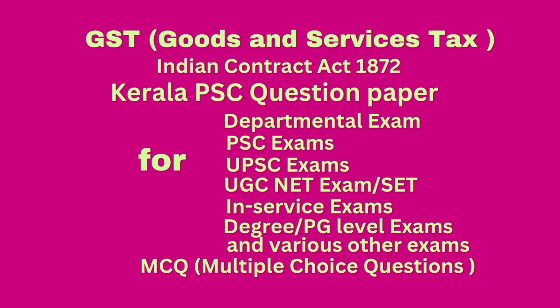NIC stands for National Informatics Center. Question number 22. Small taxpayers who would like to have the facility of missing and pending invoices in the proposed return mechanism may file dash. Answer: monthly return. Question number 23. HSN up to dash should be provided in quarterly return in proposed return scheme. Answer: 4 digits or more.